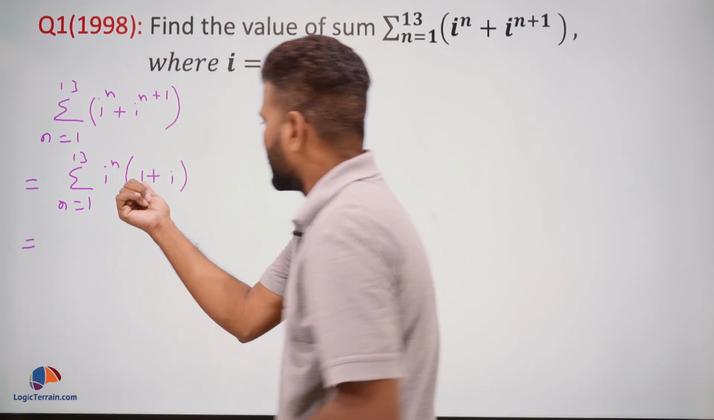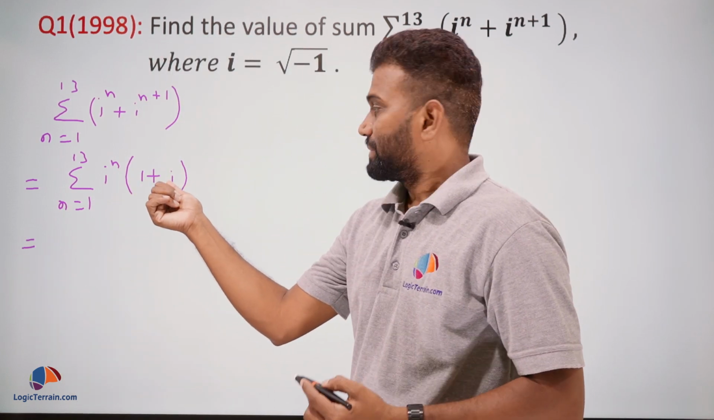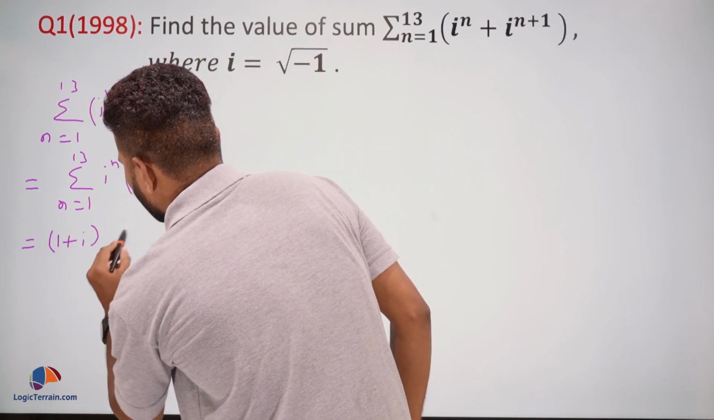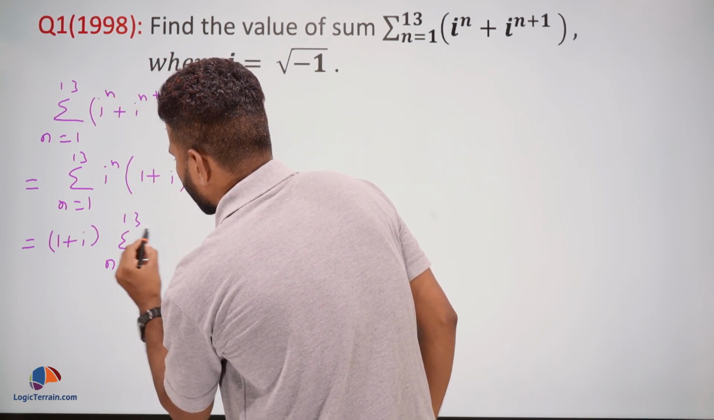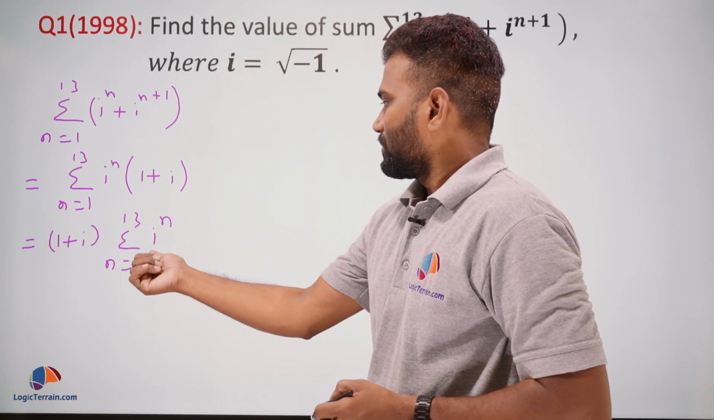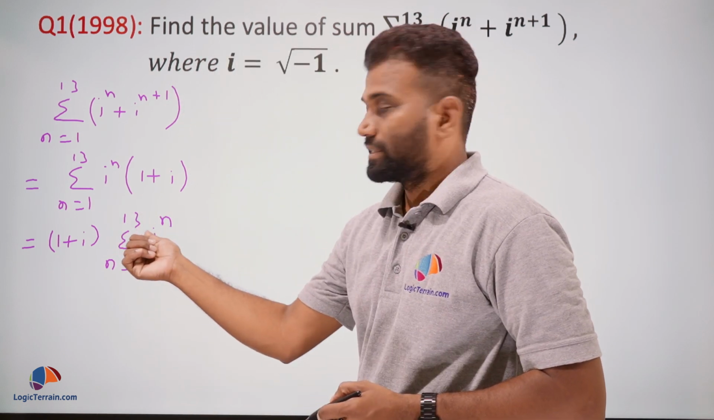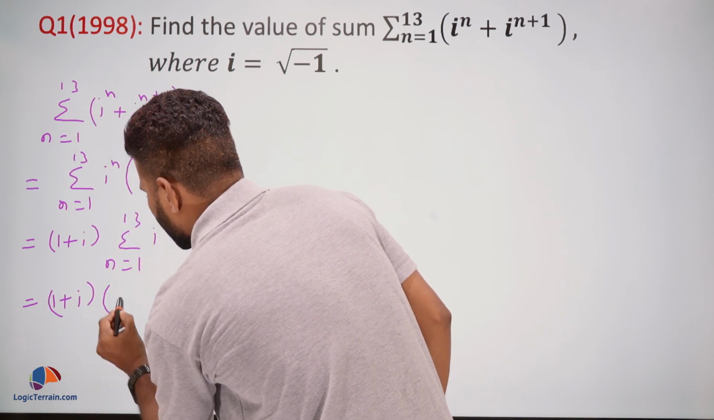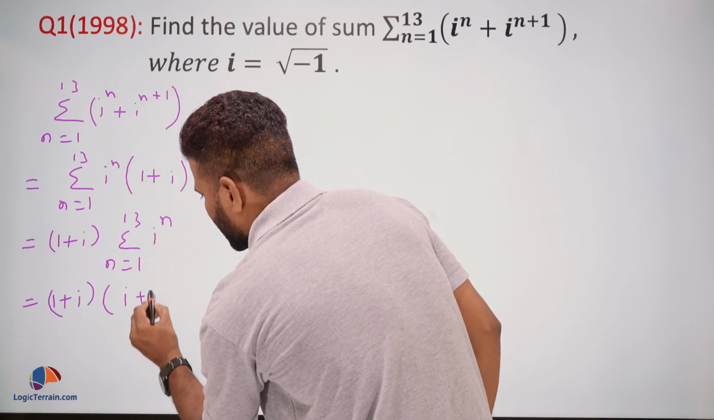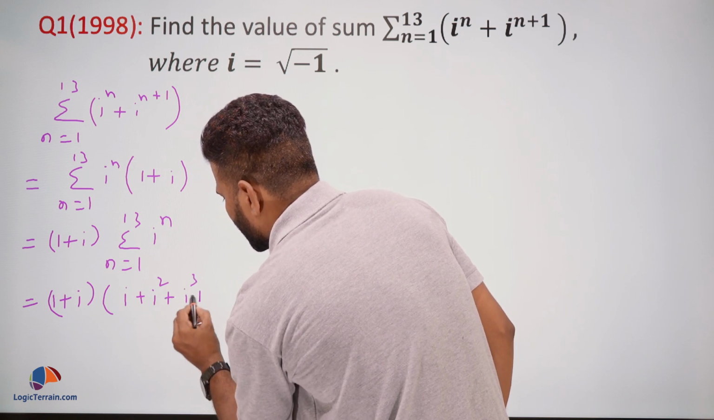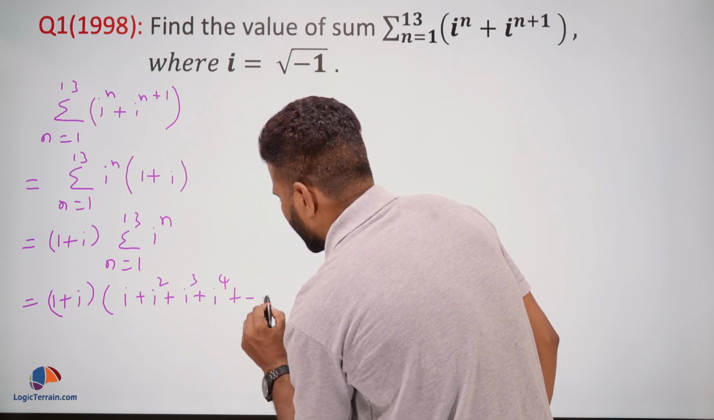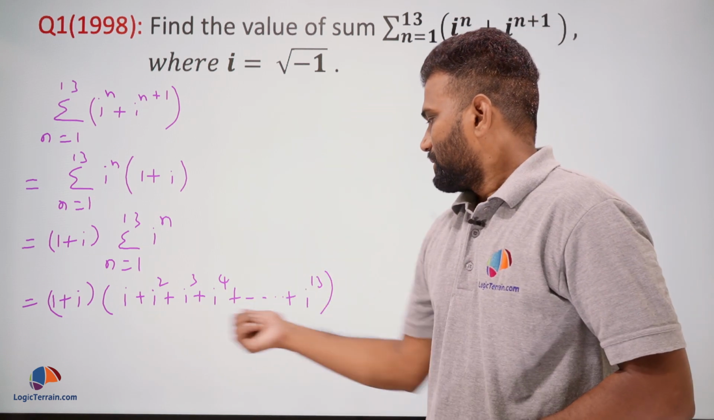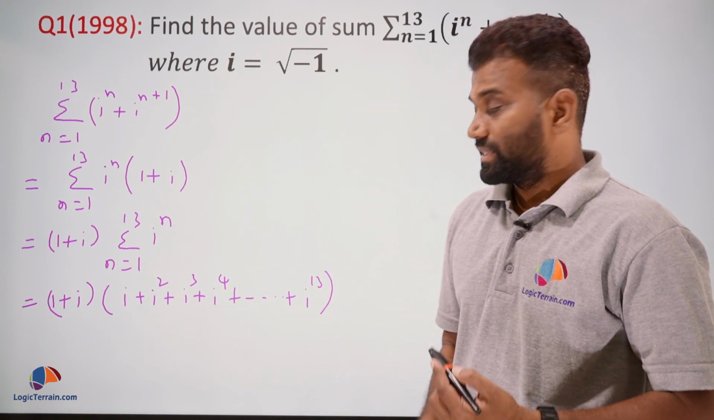And further, here 1 plus i is a complex number and it is a constant, so it comes out, and here we have summation n equals 1 to 13 of i^n. So here n value is 1 to 13, so as it runs from 1 to 13, we get a sequence that is i^1, that is i, plus i squared, i cubed, i to the power of 4, and so on, plus i to the power of 13. Now this sequence is in GP.